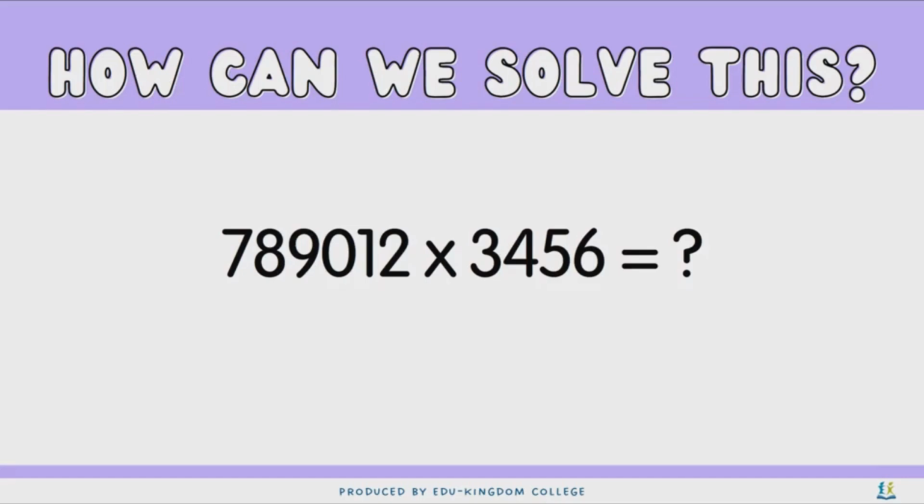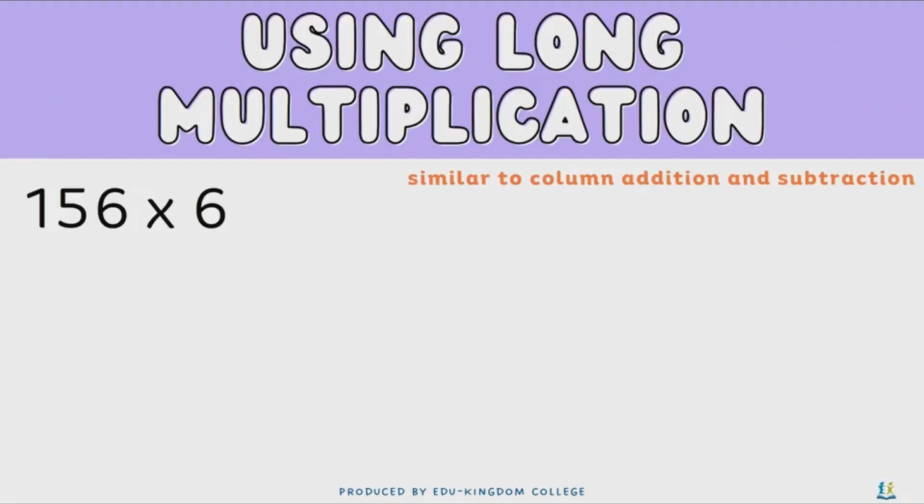789,012 times 3,456. How can we solve this? We can use something called long multiplication. How does long multiplication actually work?